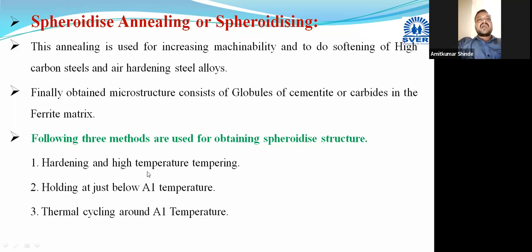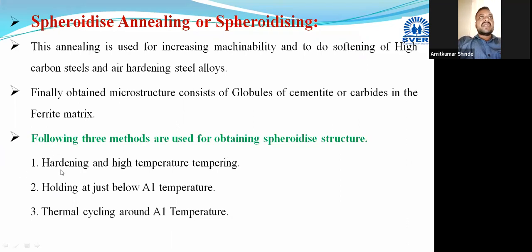Hardening and high temperature tempering. This we are going to discuss in brief in tomorrow's session. Hardening and high temperature tempering, we will get the globular cementite in the ferrite. First hardening is done, and then high temperature tempering. Already we have conducted one practical on this.